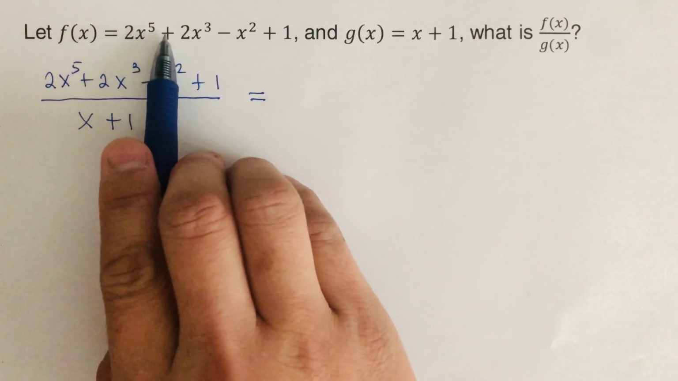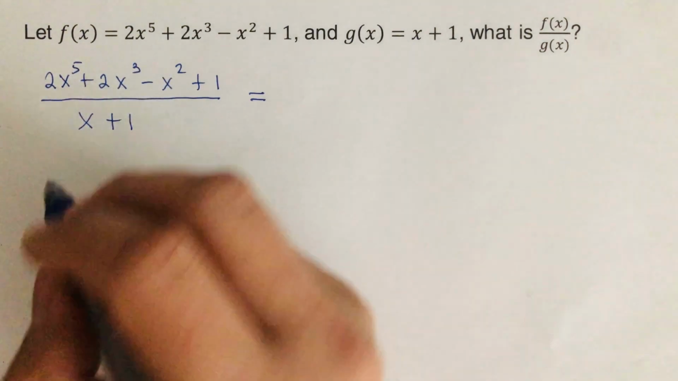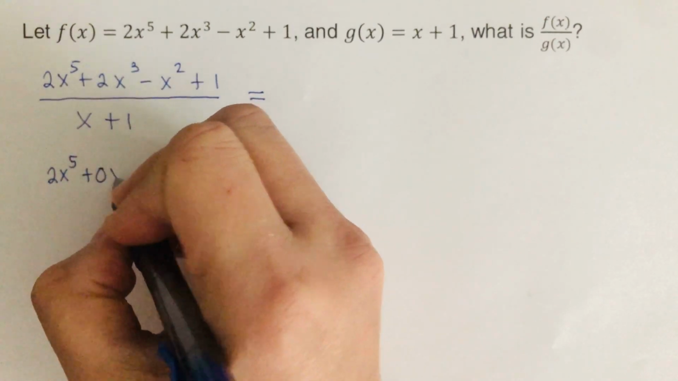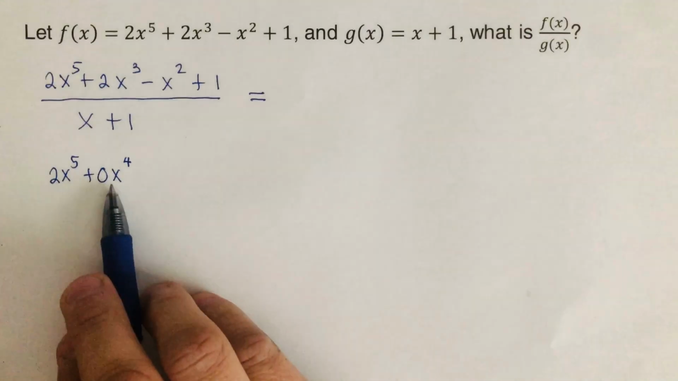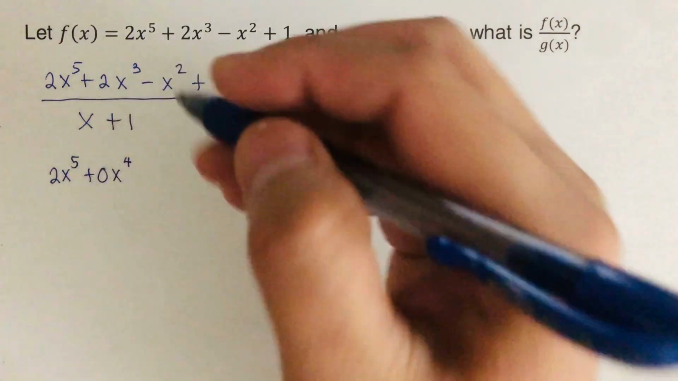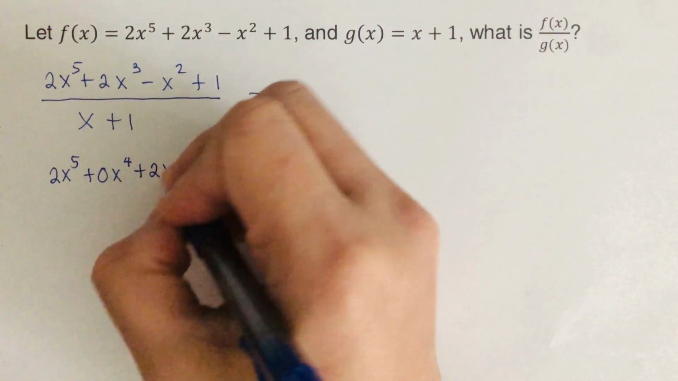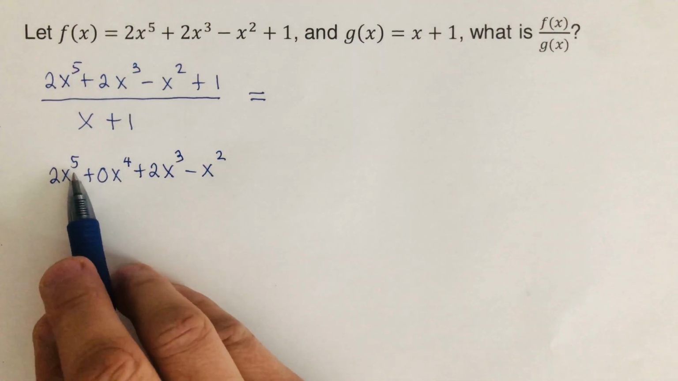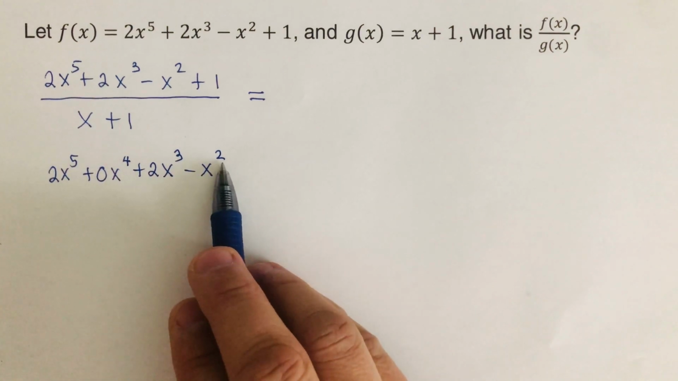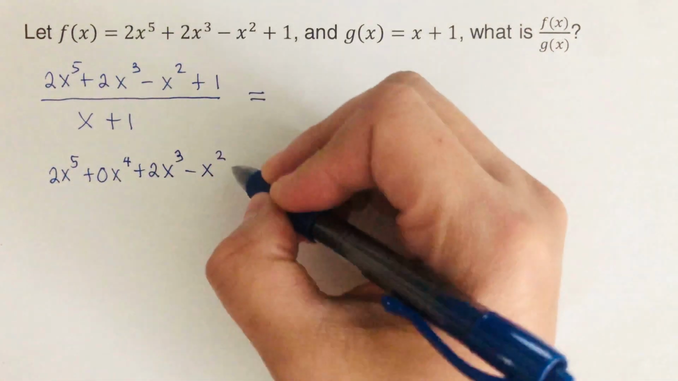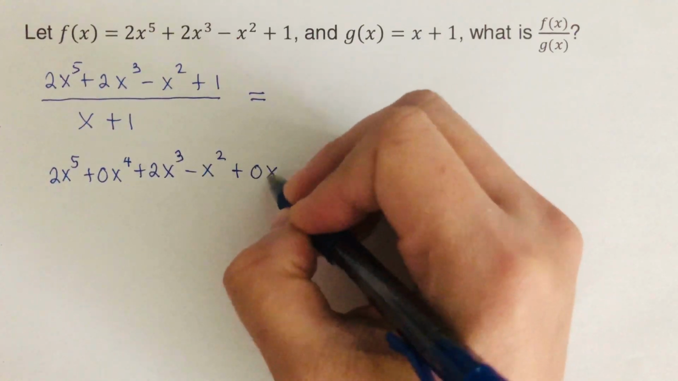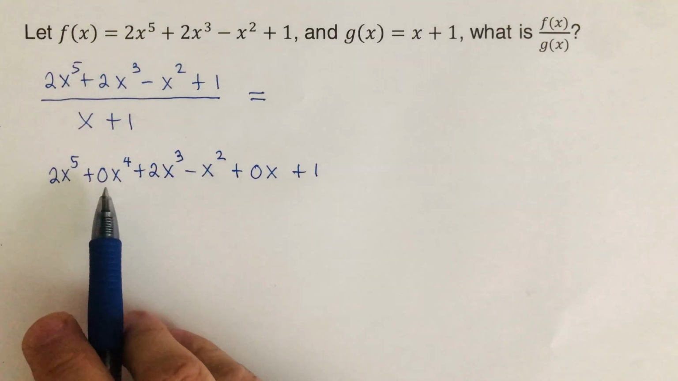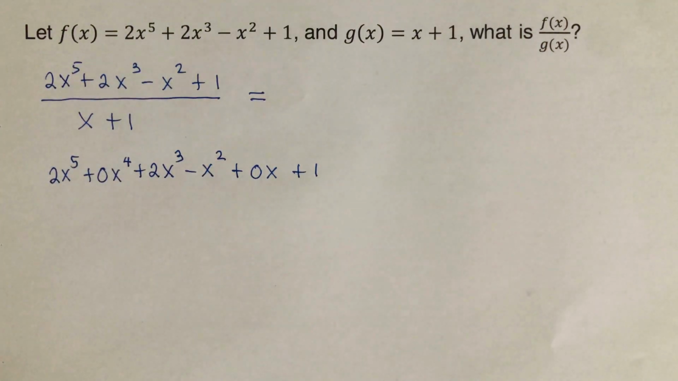In this case, since we're missing x to the fourth, we can go ahead and rewrite this as 2x to the fifth plus 0x to the fourth. So I have to insert the 0x to the fourth so it's not missing in there. And then we have plus 2x to the third minus x squared. As you can see, the exponents now are in descending order: 5, 4, 3, 2. And then we don't have an exponent of 1, so I can go ahead and add 0x plus 1. Anytime we miss an exponent, we have to put a 0x to the power of that missing exponent.